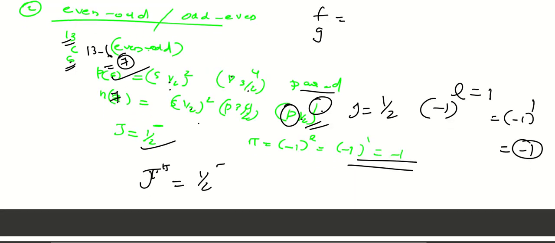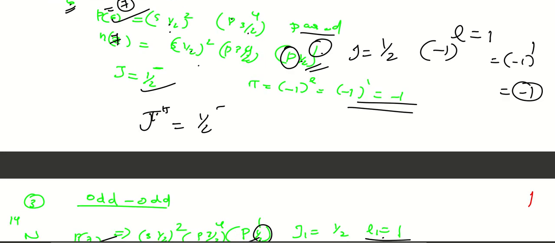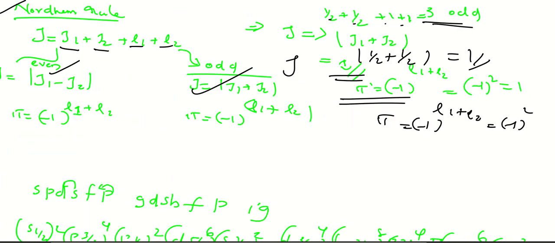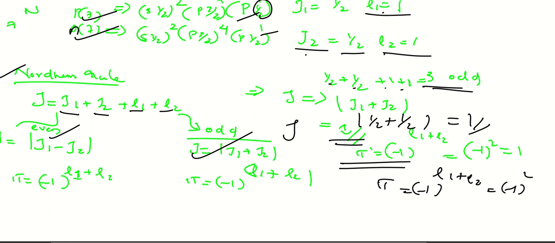Okay, and also for the odd case, we have to consider the Nordheim rule, that J is equal to J1 plus J2 plus L1 plus L2. If it is even, J is equal to modulus of J1 minus J2. If it is odd, that is J is equal to J1 plus J2. And parity is always (-1) raised to the power L1 plus L2.